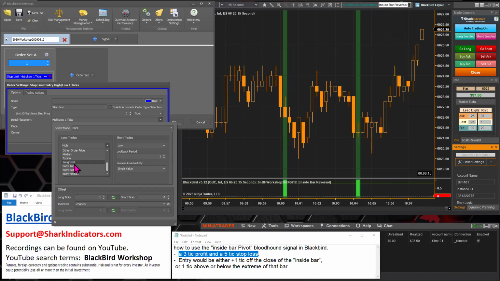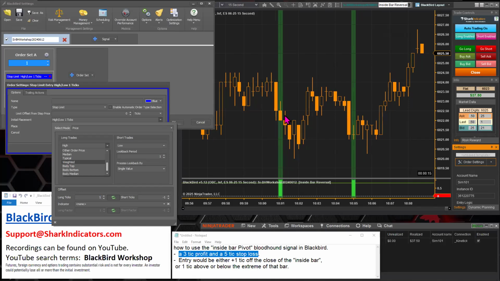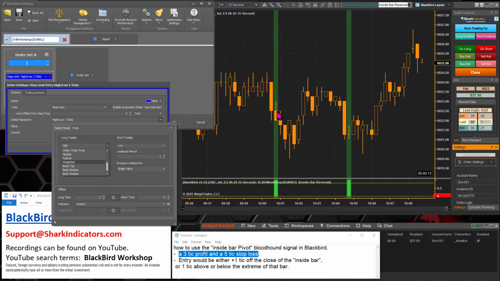Maybe, let's see here, or yeah, maybe the body top, right? So if your system doesn't have a bar direction filter, for example, we have a long signal, but this is a down bar. So maybe you want to place your entry order one tick above the top of the body instead of the closing price, right? So in this example, it'd be the open, not the close, which is down here.